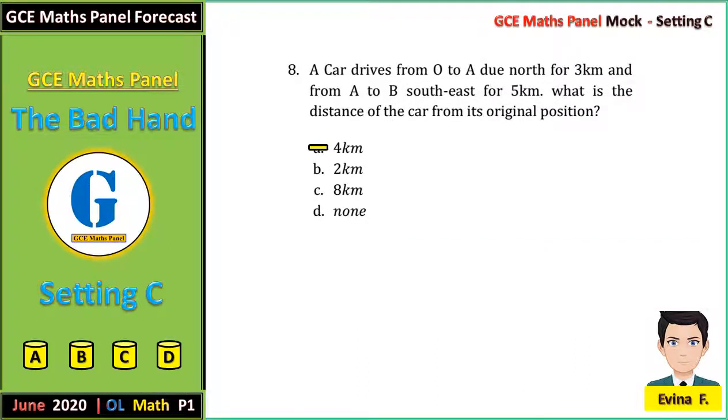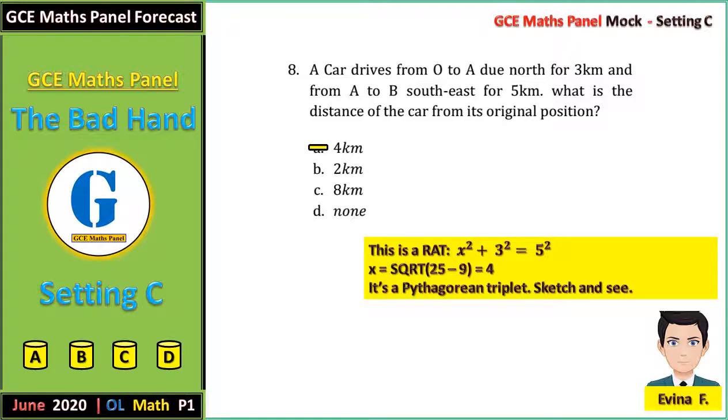Question 8, a car drives from O to A due north for 3 kilometers and from A to B southeast for 5 kilometers. What is the distance of the car from its original position? With this question, it will be very important for us to draw. However, we have to note that when you're moving towards the north, you're moving upwards, and when you now move southeast, you are actually moving along a hypotenuse. And the triangle that is formed by this point, OAB, is a right angle triangle if you sketch. Here, the side we are looking for is the adjacent side, not the longest side. And that gives us 5 squared minus 3 squared, the root of all of that, which is 4. And the result here is A.